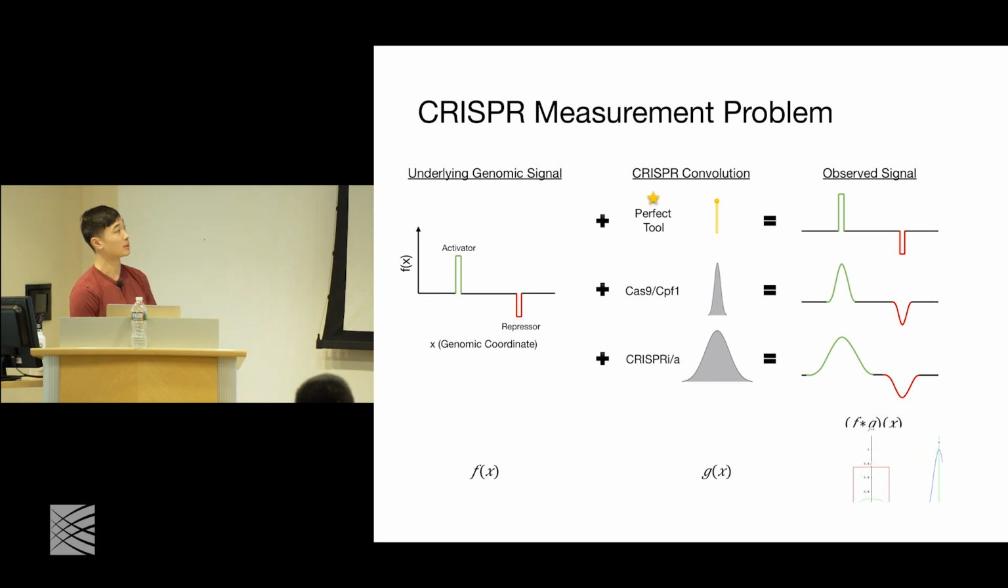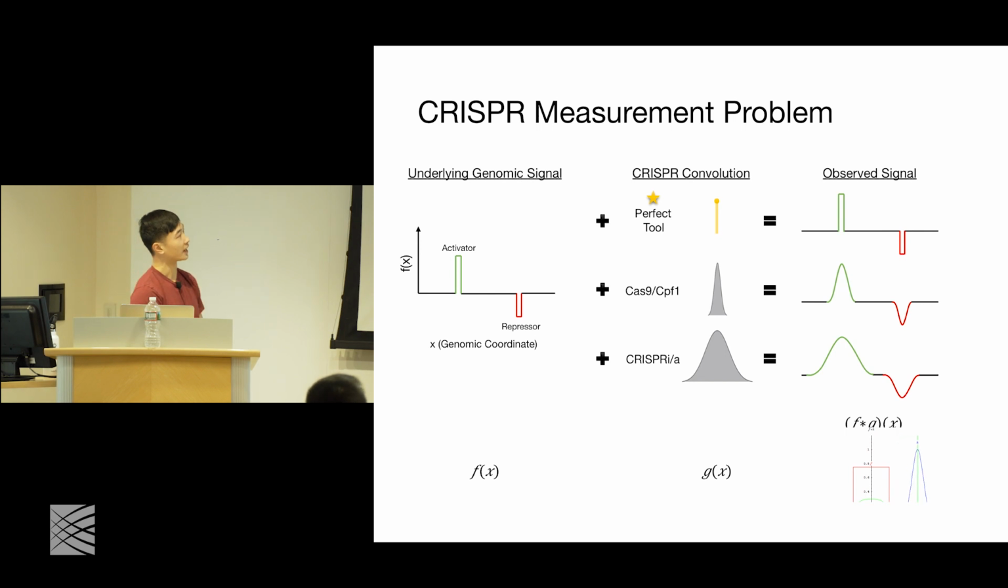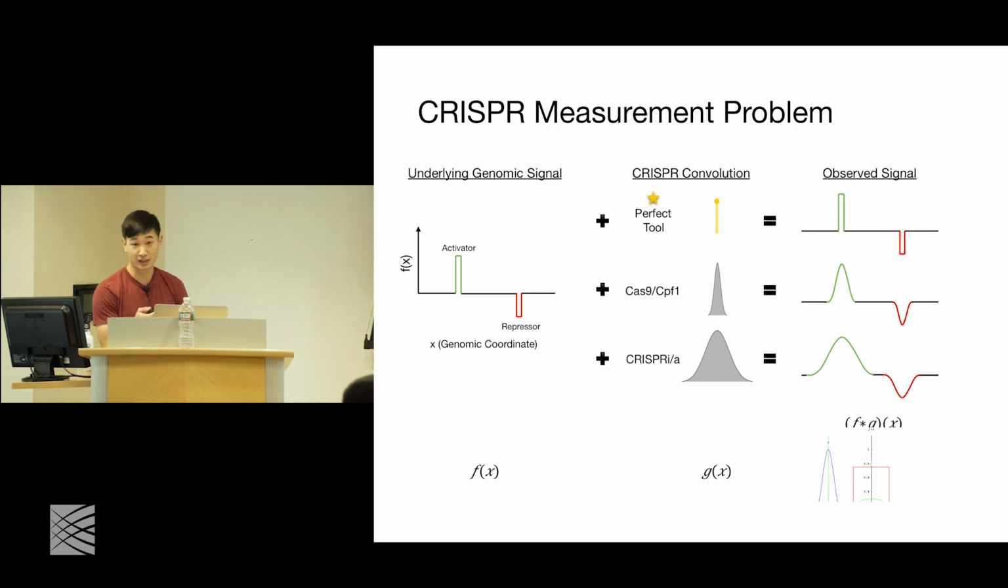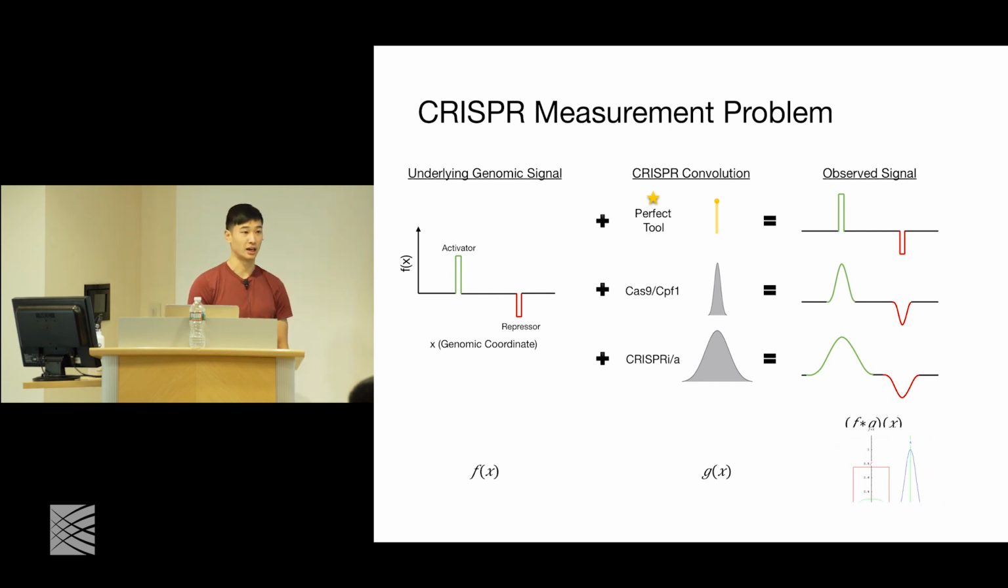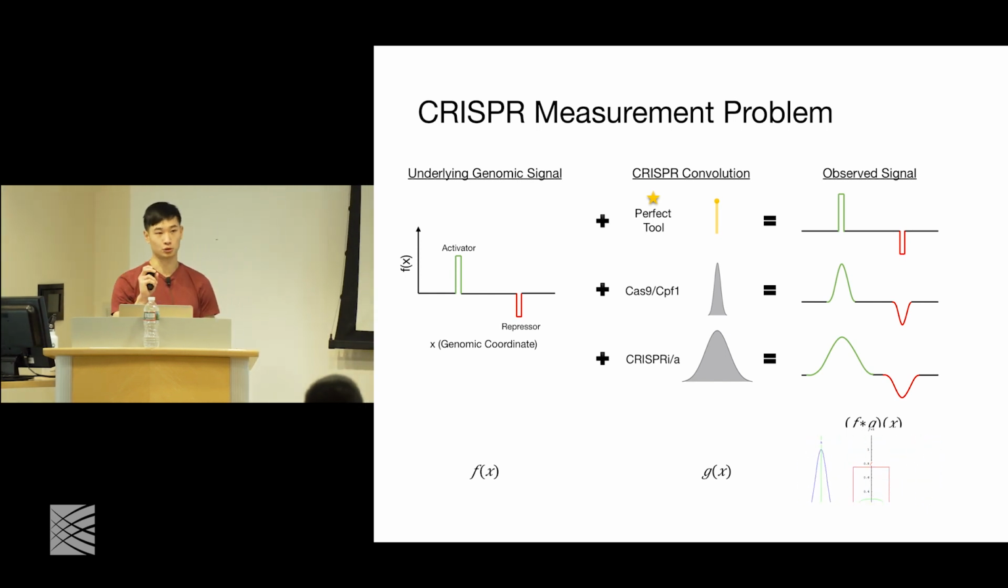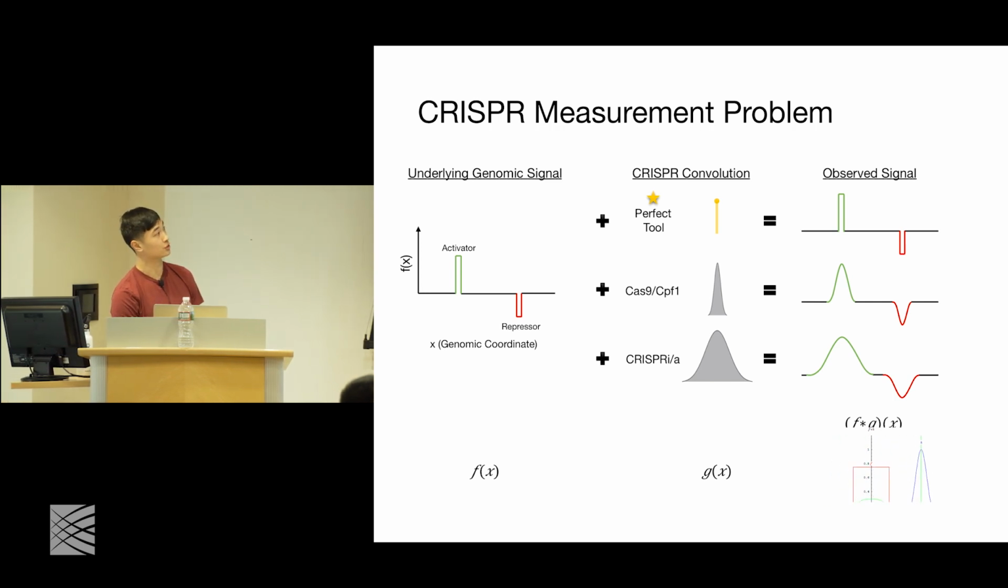And this, when we perform a tiling screen, is exactly what we want. This is the signal that we want to recover. But when we perform CRISPR tiling screen experiments, we use something that we call a CRISPR convolution. And on the top, I've outlined a perfect tool. If any of you are familiar with the Dirac delta function or unit impulse, it's essentially what we describe as the perfect tool. The perfect tool in this case is a system where you could go anywhere in the genome and pluck one base pair out at a time and then assess the regulatory effect of that. Unfortunately, this tool does not exist.